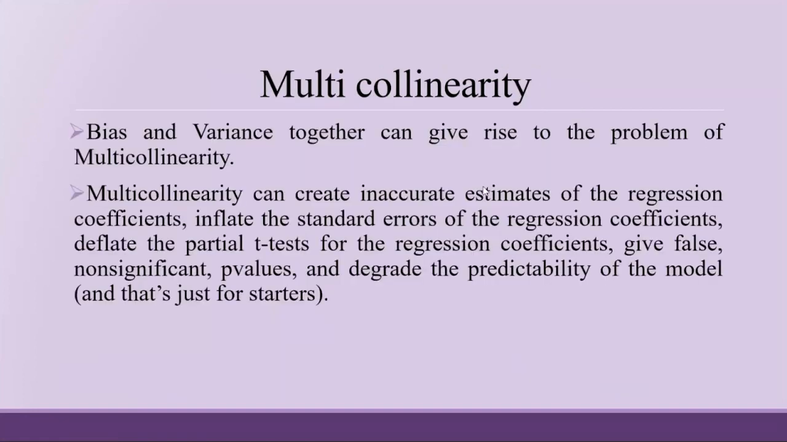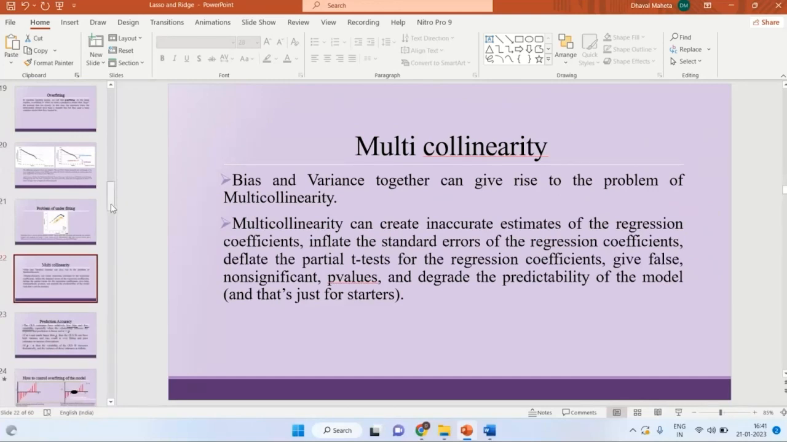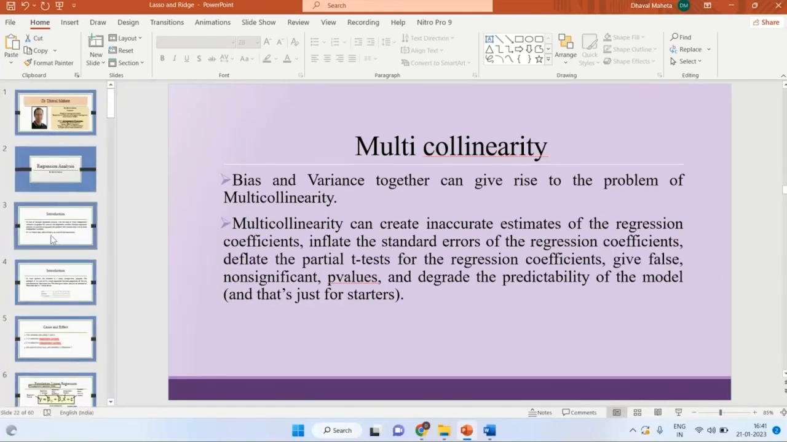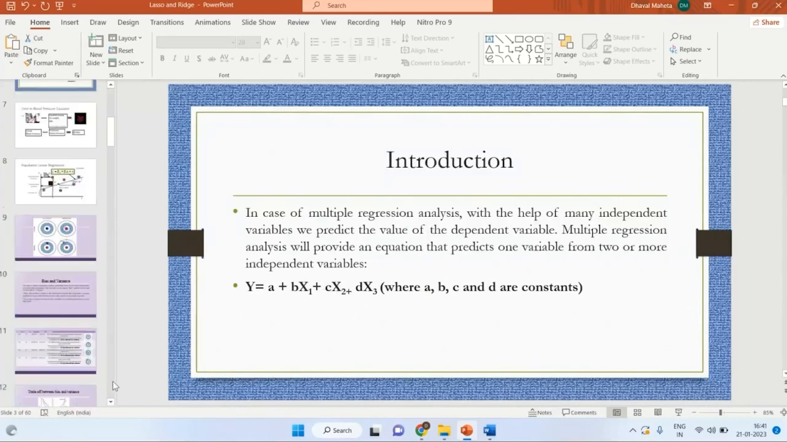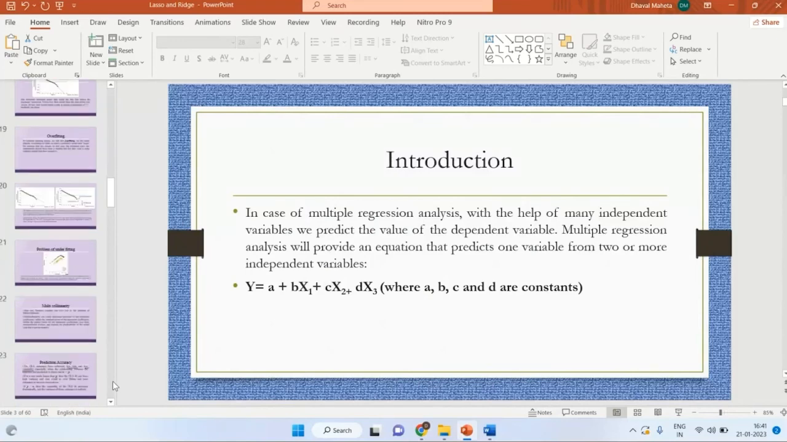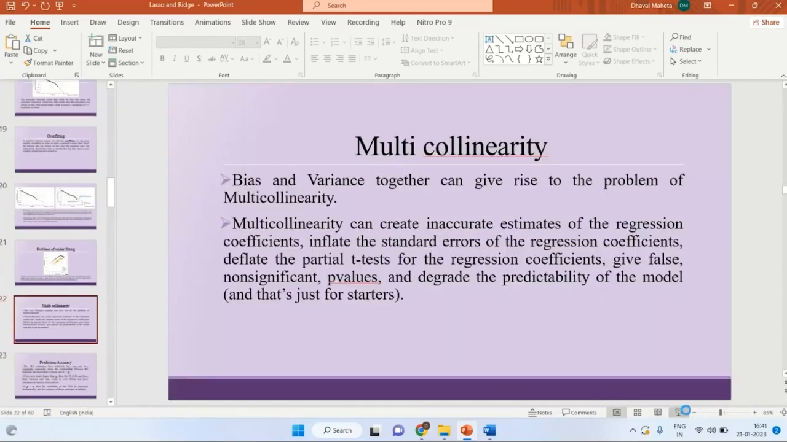Now, if you have high bias and variance, it gives rise to the problem of multicollinearity. I had told you that you should remember one thing, and that was x1, x2, x3. Researchers go on adding variables to it: x1, x2, x3, x4, and so many variables are added. And possibly this will give rise to the problem of multicollinearity, in the sense that two variables will be highly correlated with each other.